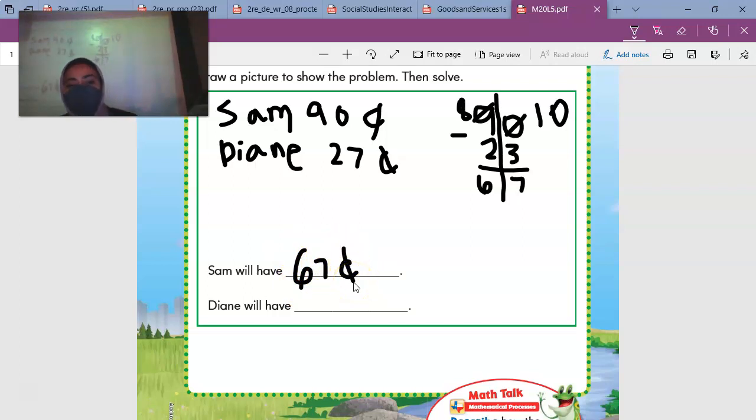Now, Diane, how much will Diane have? If Diane took 23 from Sam, what are we going to do to find out how much Diane has? Good, we're going to add. We're going to add the 27 she already has plus the 23 Sam gave her equals how much money she now has. 7 plus 3 is 10. 0, 1 goes upstairs, 2 plus 2 is 4, and 4 plus 1 is 5. So Diane will now have 50 cents.